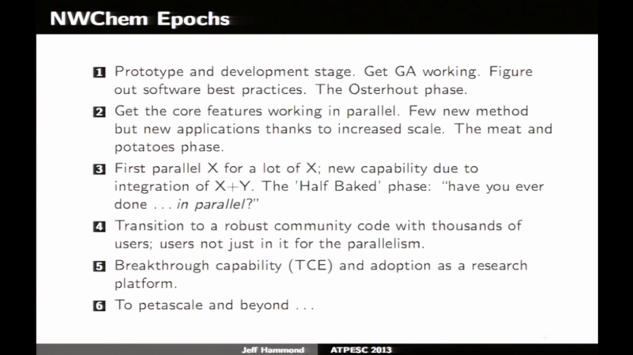And then they started to grow the method collection. So you see that they introduced density functional theory and a bunch of other methods, and then there's a whole lot of first parallel of its kind.